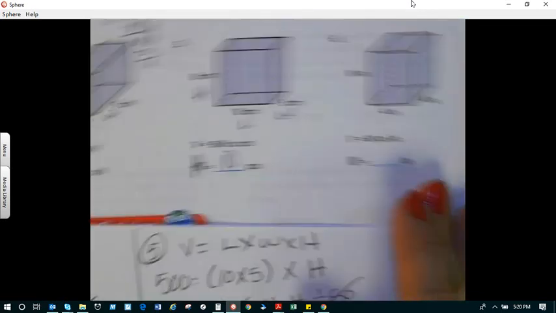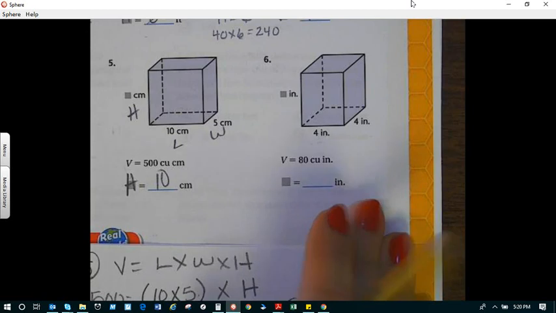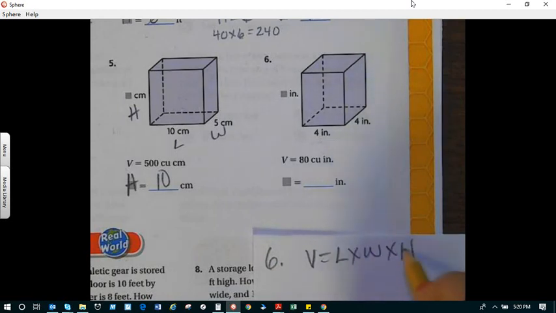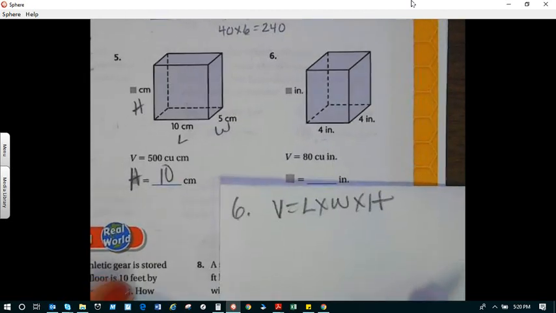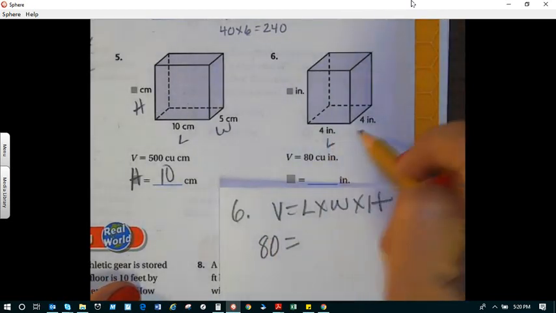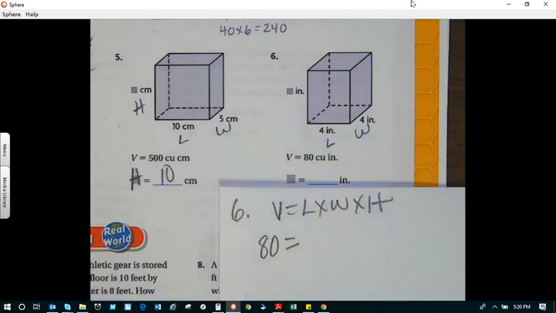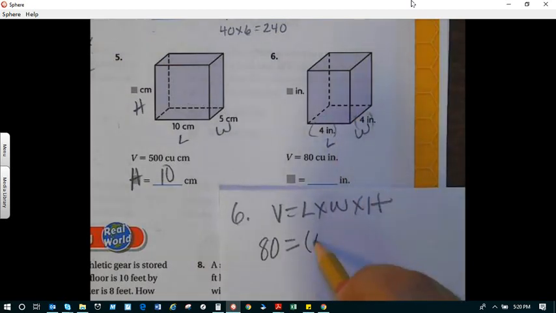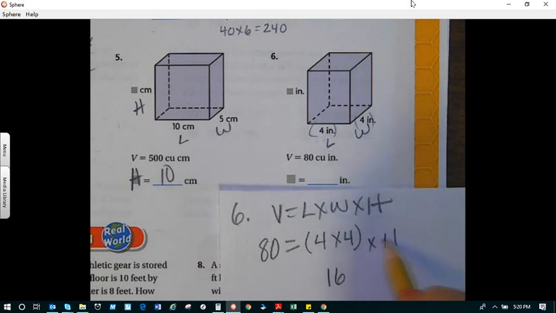And then the last one, it's 80. So for here, for number 6, volume equals length times width times height. Make sure that you're doing this on every problem. So I have 80 equals, here's my length and my width. Well, do I have to do any type of work? Because what do I know? Oh, this is how tall. So I know that this is 4 and a 4. So 4 times 4 equals 16 times my height.